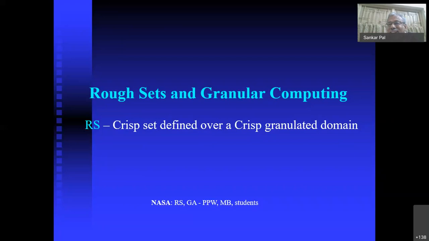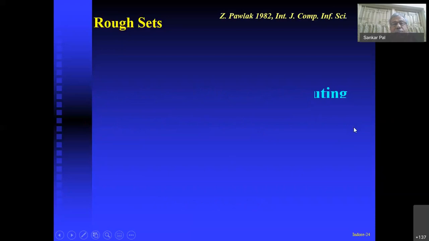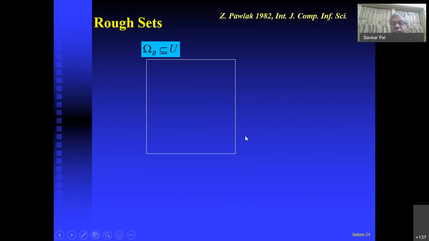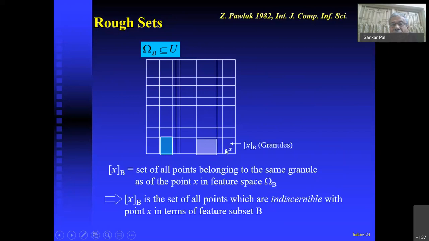So, a crisp set defined over a granulated domain. For example, this is my universe, x-axis, y-axis. These are my granules. That means here all elements cannot be discriminated with the help of the given relation B. If I add another feature Z, the size of the granule will change. So given this granulation, given this feature space B, based on a certain relation, I define a crisp set X.